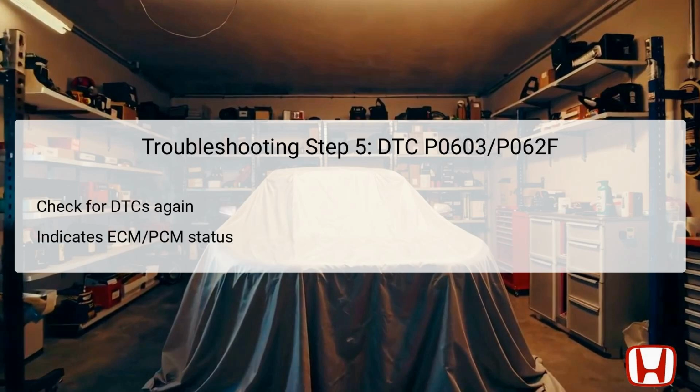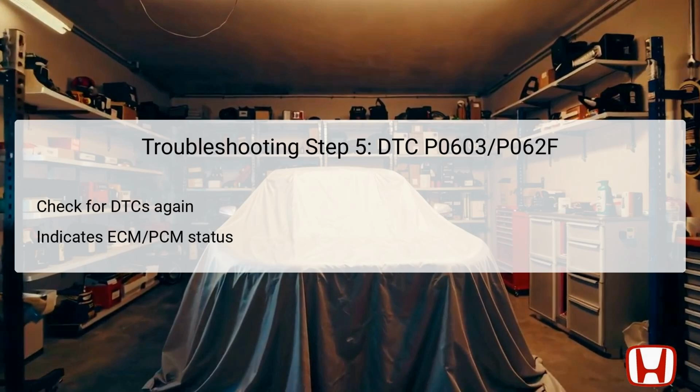Now, with an updated or substituted ECM or PCM, check for DTCs again using the HDS. This repeat test will indicate whether the new ECM or PCM is functioning properly and whether the error codes persist. If either P0603 or P062F appears again, it confirms that further action is needed.